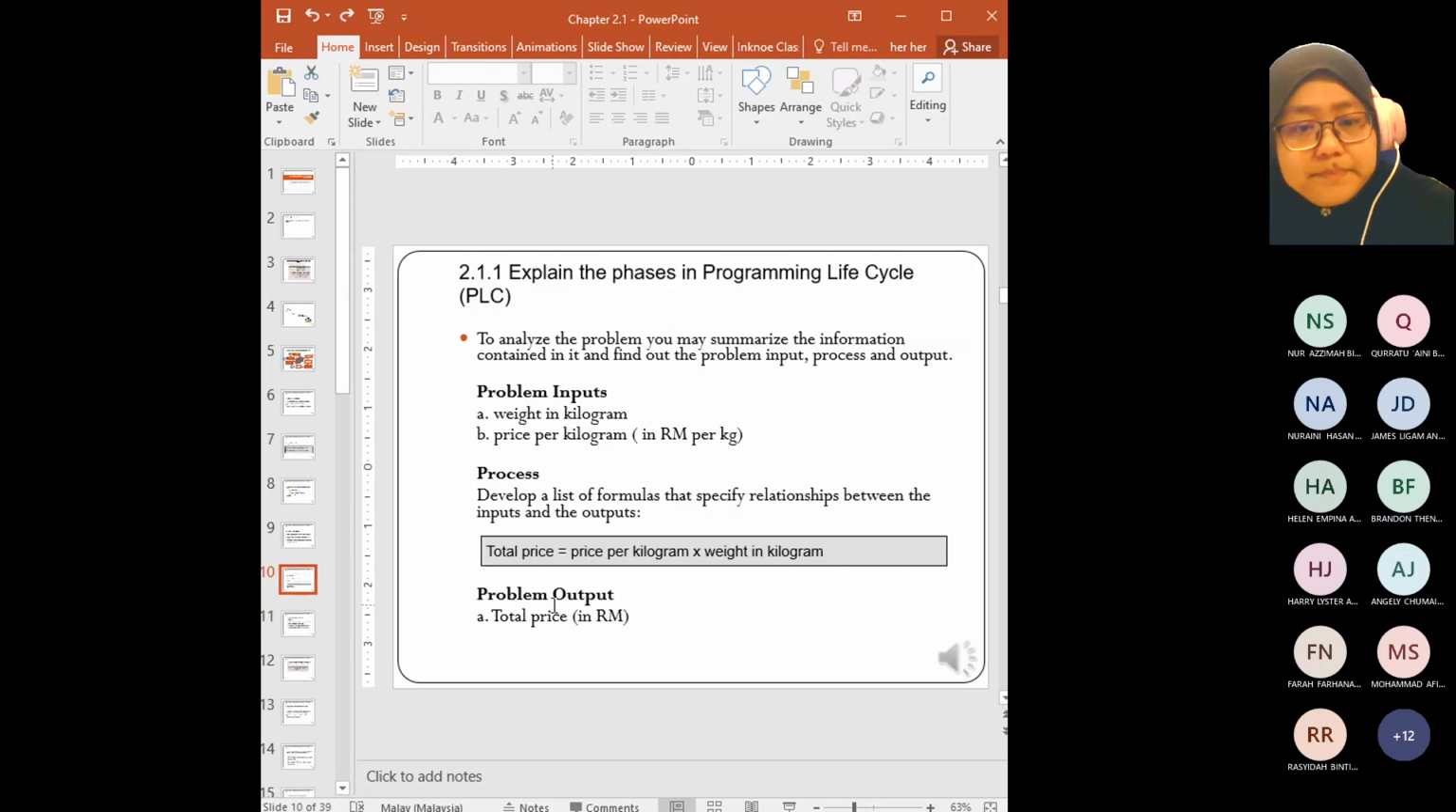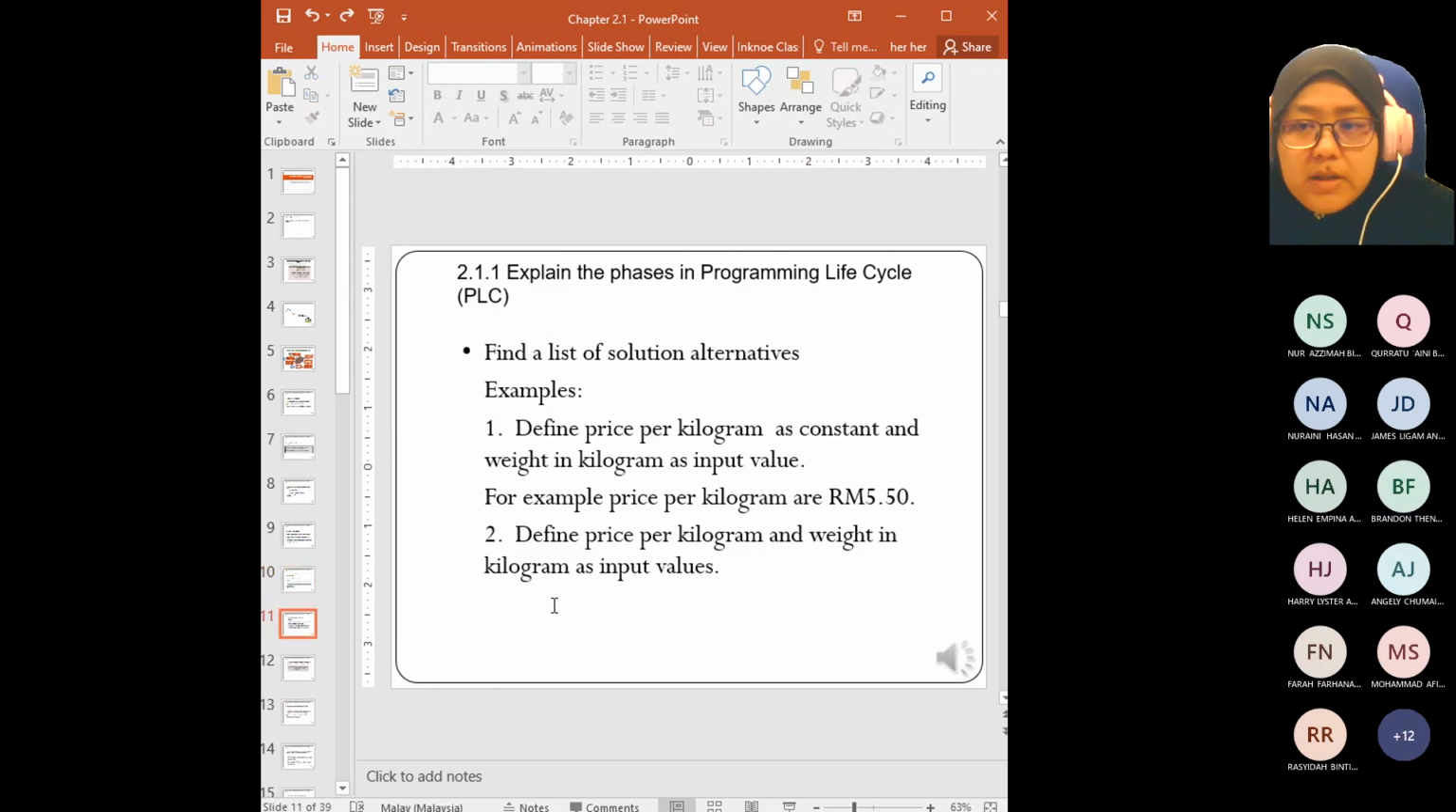Then you need to find the solution, alternative for the solution. So if you already have a solution, then you need to find out the alternative. If we cannot calculate that, how else can you calculate them? Okay, so for example, number 1, define price per kilogram as constant and weight in kilogram as input value.